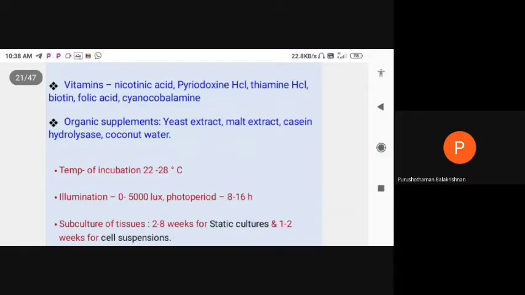Another factor is also vitamins and organic supplements: yeast extract, malt extract, protein hydrolysate, coconut water, temperature, illumination, subculture of the tissue, static culture, and cell suspension culture. These are the important terminologies that people use in in vitro work. When you want more discussion on this point, you can discuss with me.